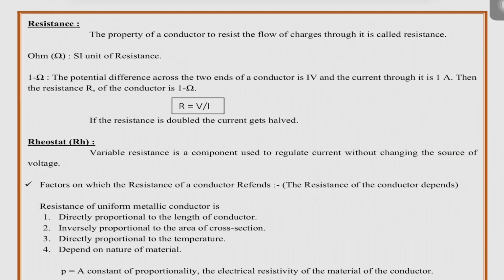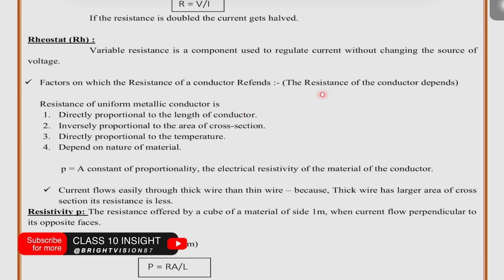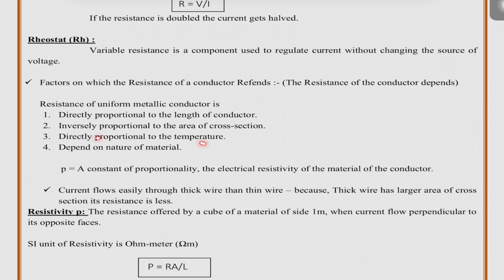So what are the factors on which this resistance is going to depend? Resistance is directly proportional to the length of the conductor, that is L, inversely proportional to the area of cross section, that is capital A, directly proportional to the temperature, and it depends on the nature of the material.